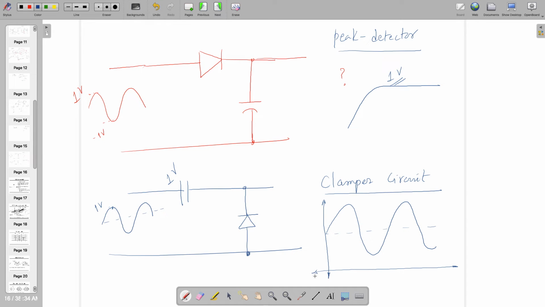So surprisingly, it's going beyond 1 volt. By the way, we will discuss it maybe next time. You just go through the book. Okay, I just want to see that you can read the book.